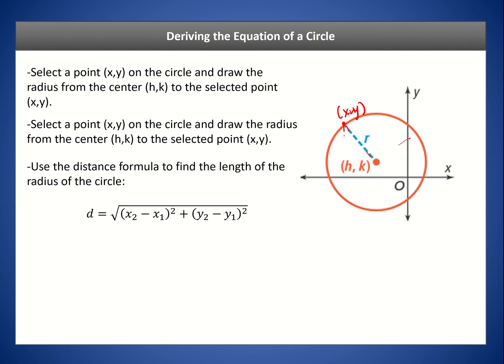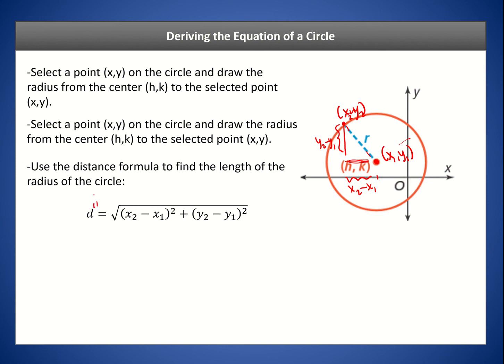So let's say that this point is x1, y1, and this point here is x2, y2. Well, then the distance here is x2 minus x1. The distance here is y2 minus y1. And so this is the same thing as, and that's equal to the distance d, which is the same thing as r.